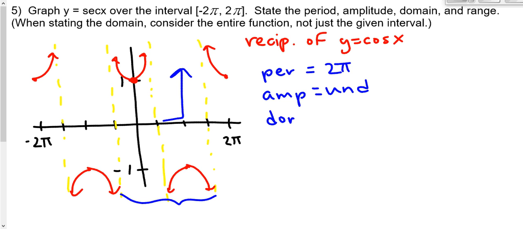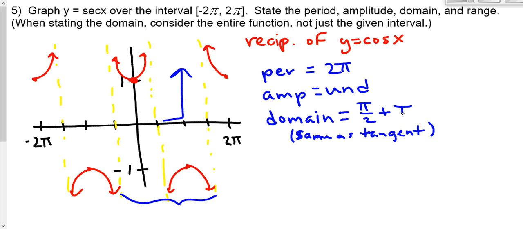For the domain, we're going to have to skip over all the places where we don't have x values, the places where we have asymptotes. And those are pi over 2, 3 pi over 2, the same places they were for tangent. So the domain is the same as it was for tangent, and that was pi over 2 plus pi times n, where n is an integer. We're just going to assume that when we write these kinds of descriptions for the domain, n is always an integer. So if you don't write that every time, that's okay.